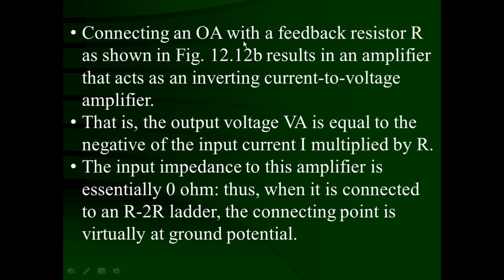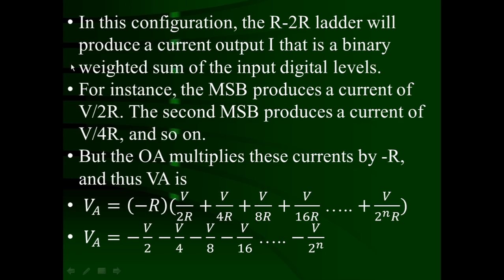Connecting the operational amplifier with the feedback resistance R as shown in figure 12.12b results in an amplifier that acts as an inverting current to voltage amplifier. That is, the output voltage VA is equal to the negative of the input current I multiplied by R. The input impedance of this amplifier is essentially 0 ohms. Thus, when it is connected to the R-2R ladder network, the connecting point works as a virtual ground, or virtually at a ground potential, 0 potential.